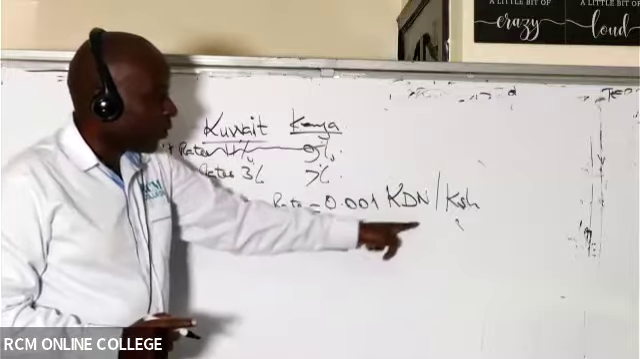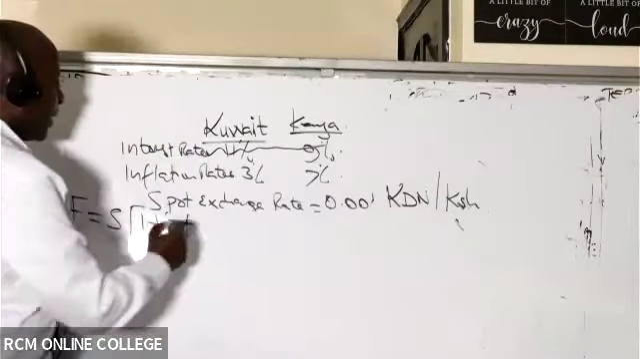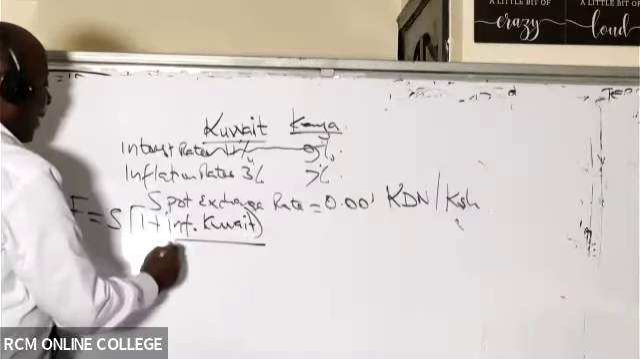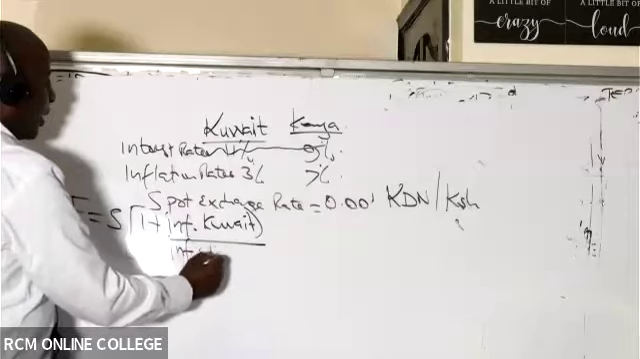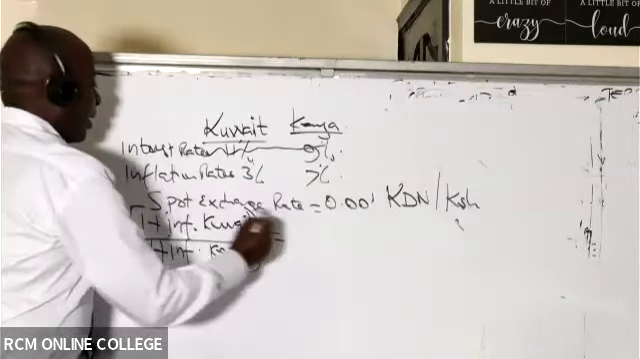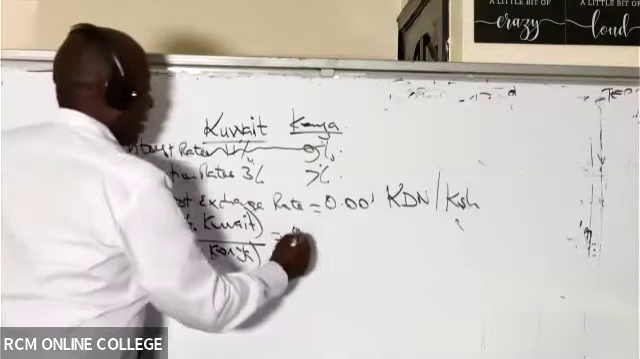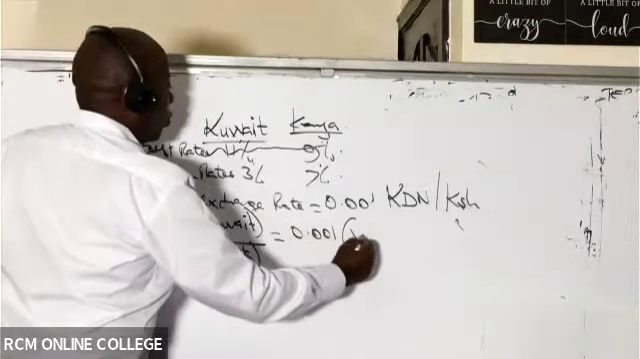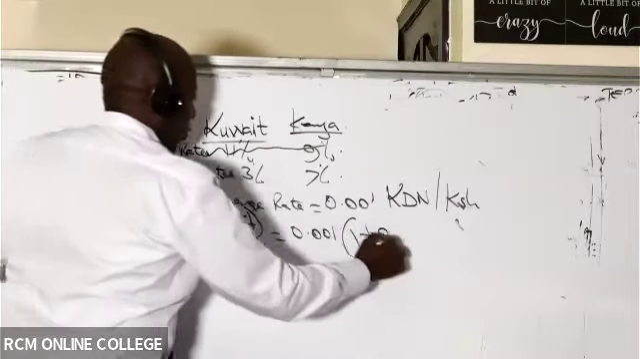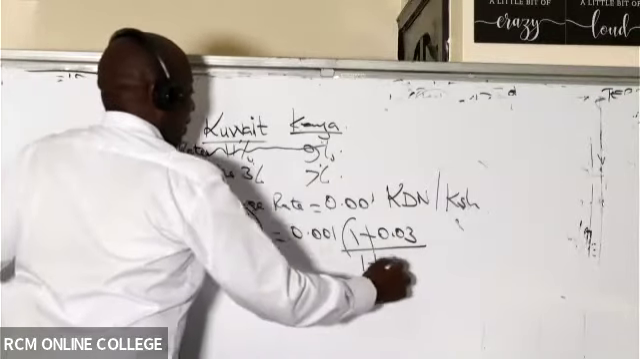Kuwait dinar over Kenya. Kenya this time around is down. So in this case, it is 1 plus inflation Kuwait all over 1 plus inflation Kenya. Ukiconfuse hiyo, unapatikana vibaya sana. Kwa hivyo sasa S hapa itakuwa ni 0.01, 0.01 into 1 plus Kuwait inflation. Kuwait inflation is 0.03, all over 1 plus inflation in Kenya, 0.07.